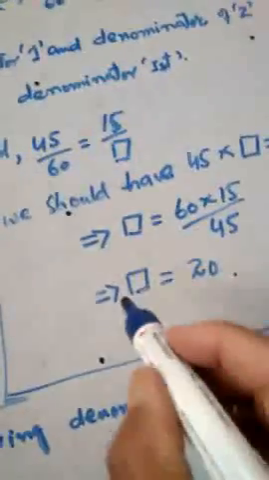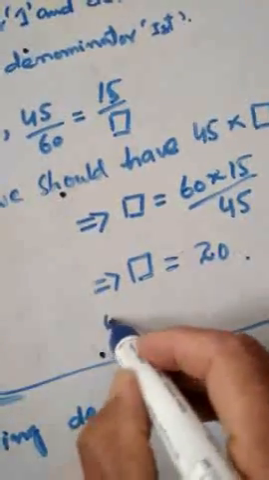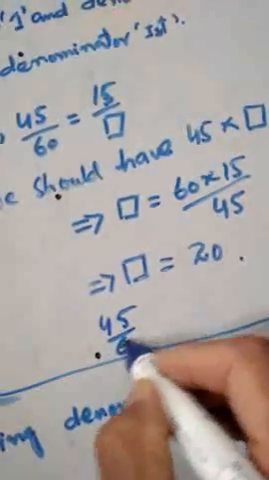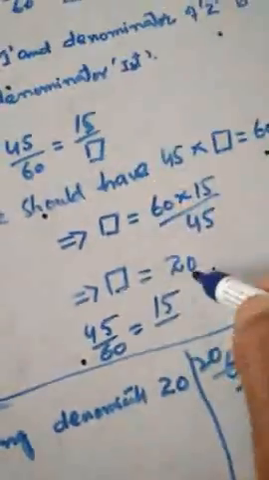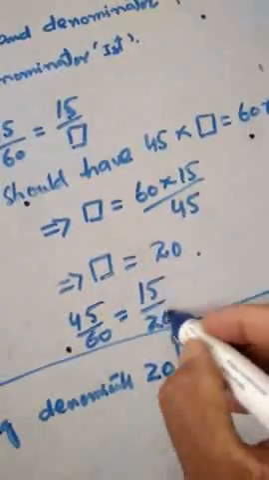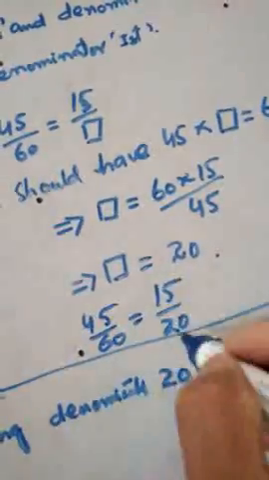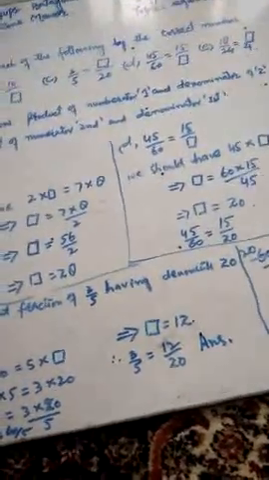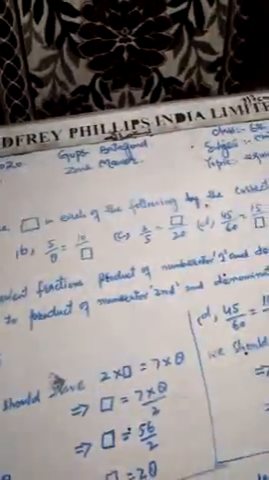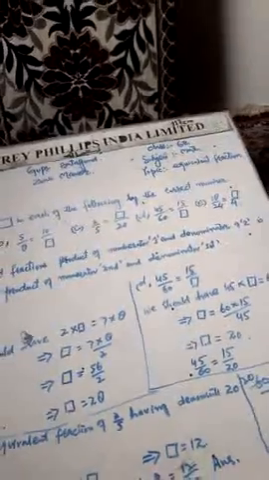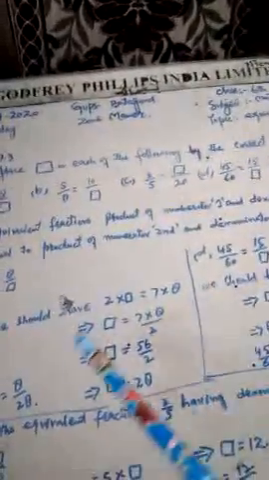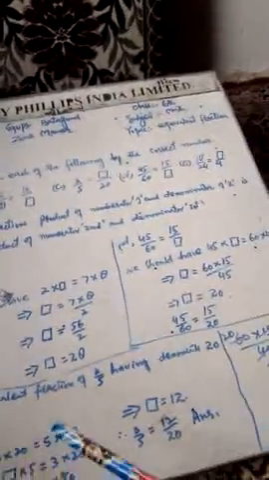Now our question will be 45 over 60 is equal to 15 over 20. Now these two fractions will be equivalent fractions. Then there is another task for us. Guys, the questions B, C and E, try them yourself. If you find any difficulty, contact me on my number. I will be available for you at any time.